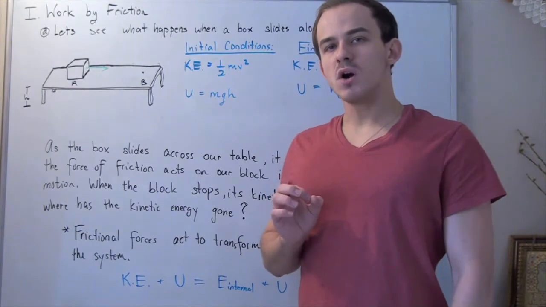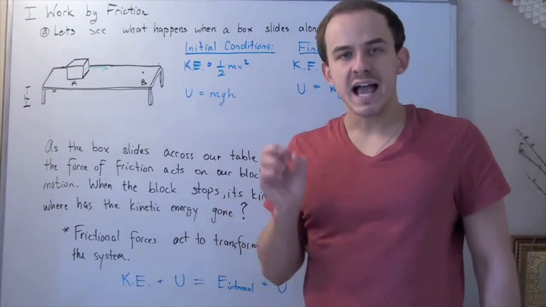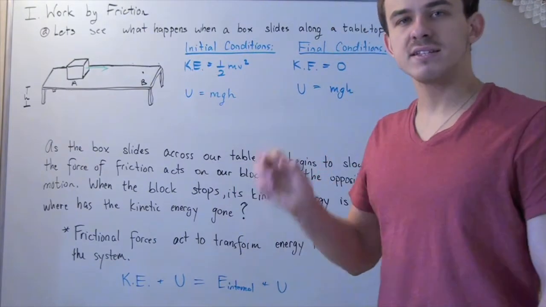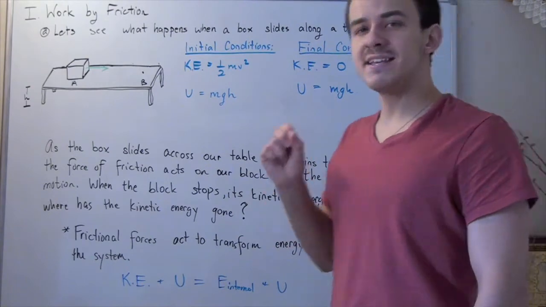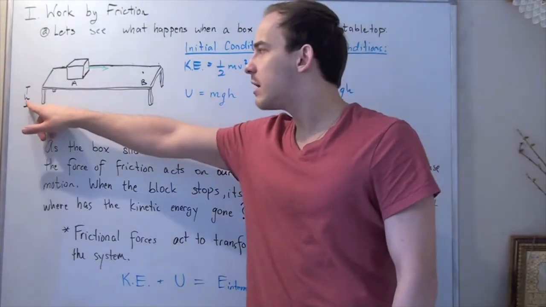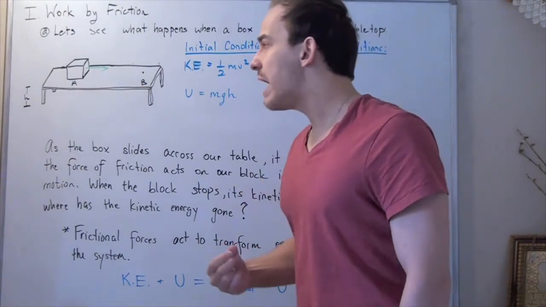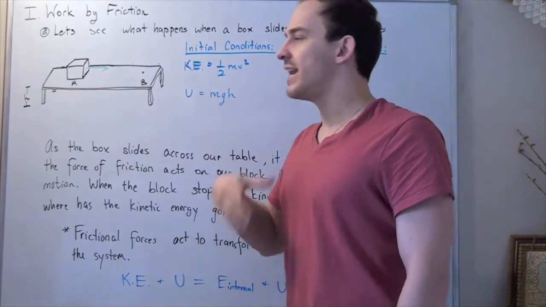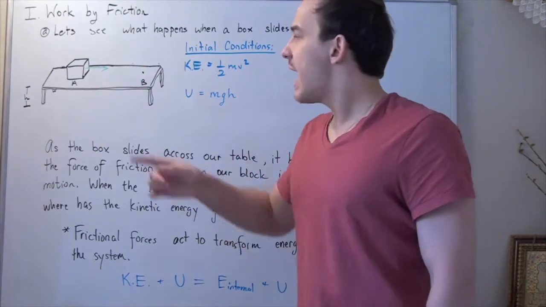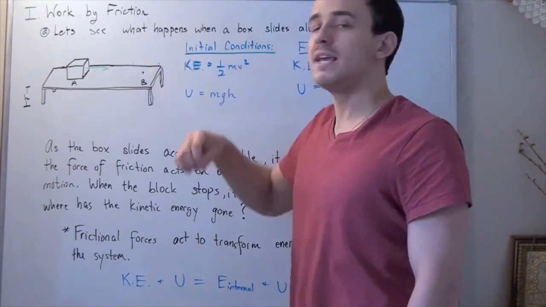So let's now talk about work done by frictional forces. And let's see what happens when a box slides along a tabletop. Suppose we have a table that is a height h above the ground, and let's suppose we have a box with a mass m that travels from point A to point B. Initially it has some velocity v, and it stops at point B. So its velocity at point B is 0.